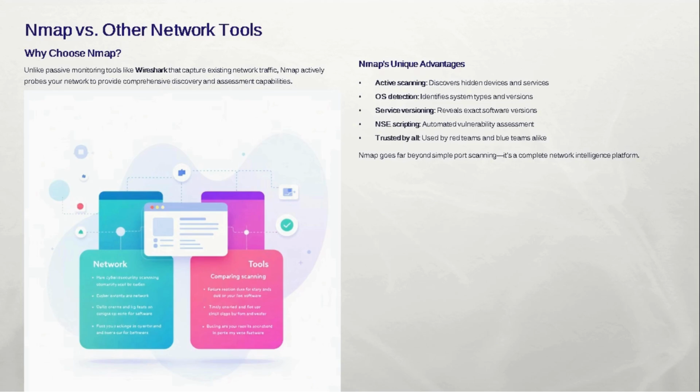Why do we need to choose Nmap over other network tools? Because Nmap is not like other passive monitoring tools like Wireshark, which can only capture network traffic and analyze it, but Nmap actively probes your network to provide comprehensive discovery and assessment capabilities. Nmap has many advantages. Like I said, it has active scanning. It can discover hidden devices and services. It can detect operating systems, identify system types and versions, and it has NSE scripting.